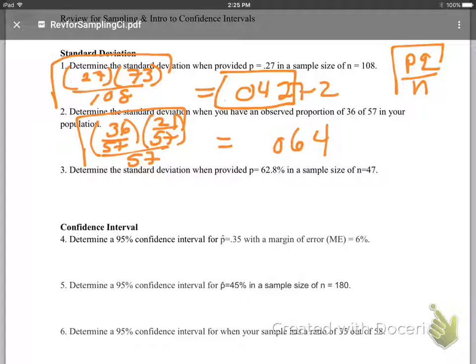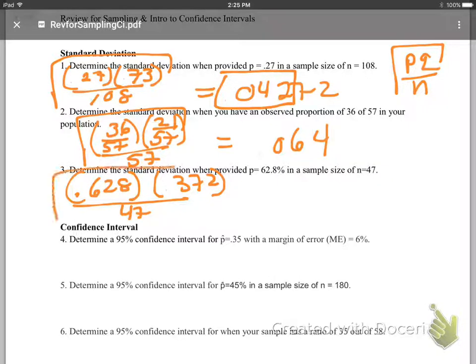Okay, so now let's go to 3. So my P is going to be 0.628. Now I can't do this in my head, so 1 minus 0.628. So I get 0.372 divided by 47, and I take the square root, and I get 0.071.